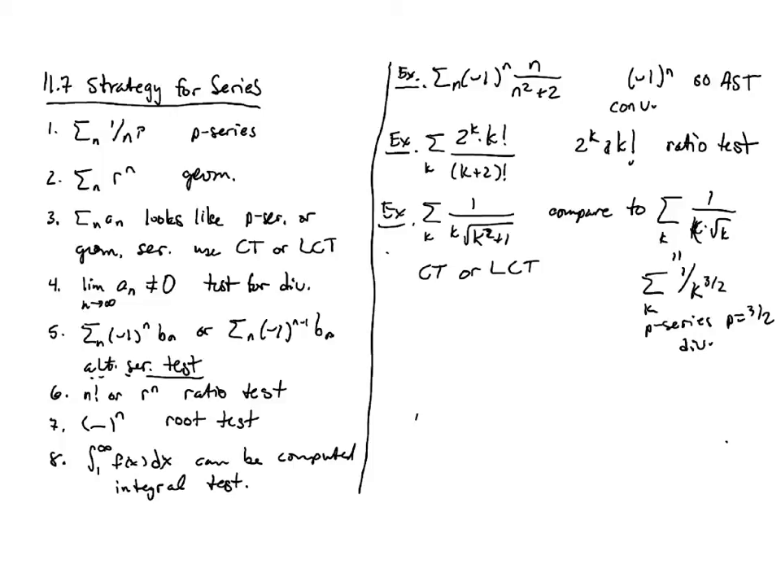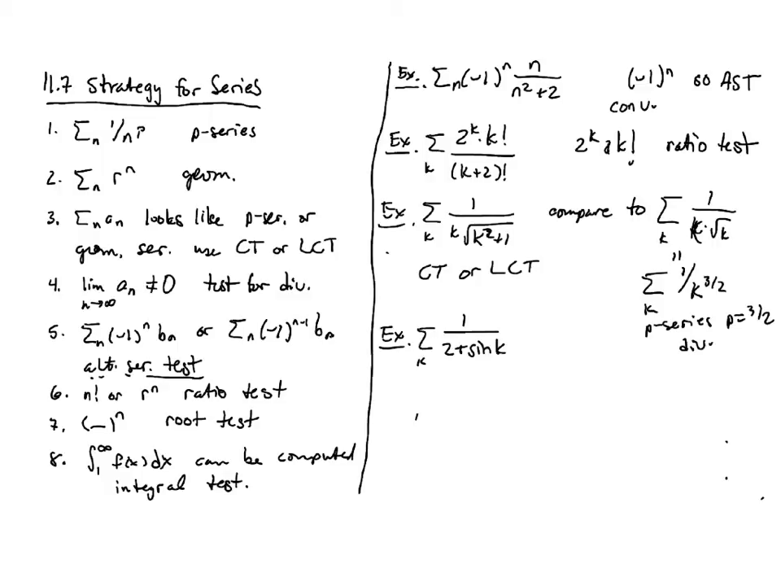Maybe two more exotic examples. So something like the summation over k of 1 over 2 plus sine of k. Now this one's interesting. It doesn't look like a p-series because there's no exponent. There's no exponent, so it's not geometric. So 1, 2, and 3 are out.